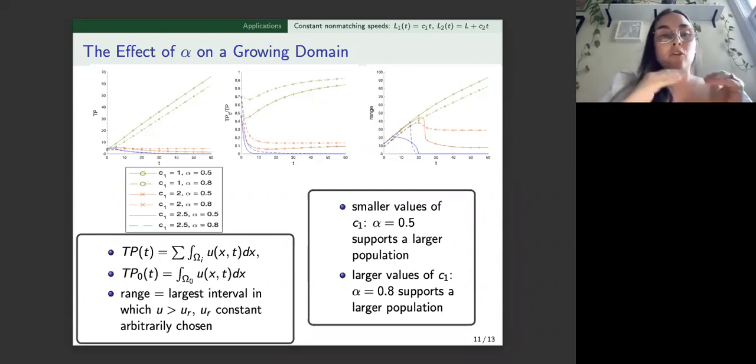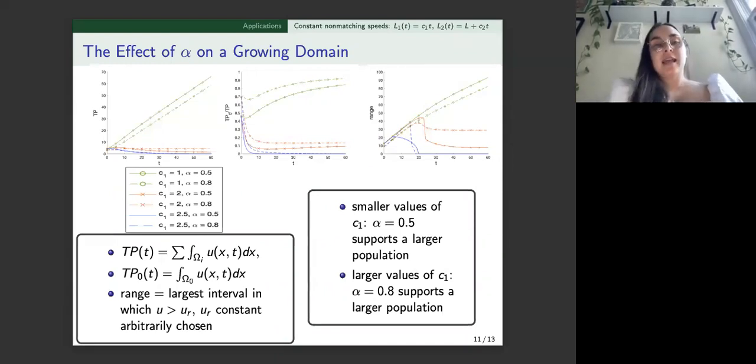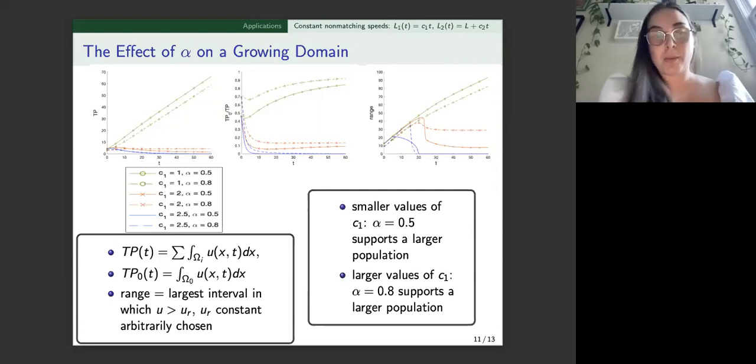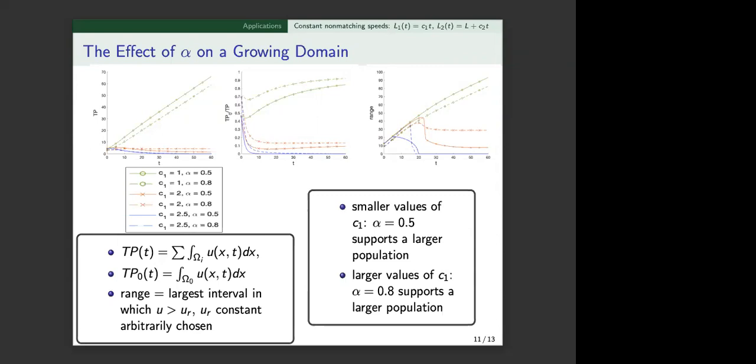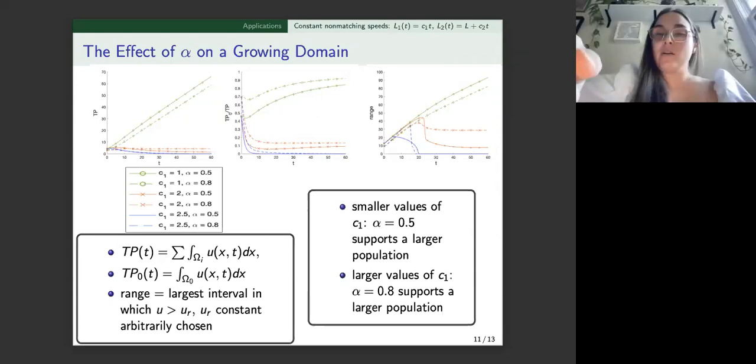Now let's move to the orange curves with the cross markers. In this case, we see the opposite effect. Alpha equal to 0.8 sustains a larger population. And we also see this drop in the range.